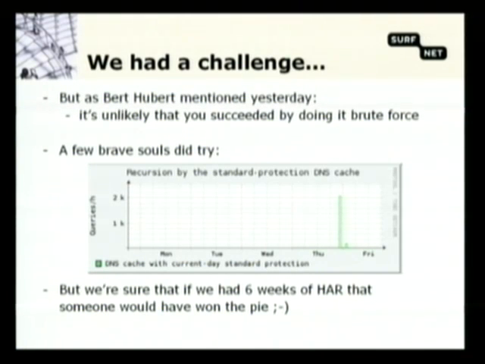But that didn't stop you guys from trying, because as you can see in the graph, there's a little green spike on Thursday evening. Some people tried to actually attack the cache that we have, but no one succeeded, so unfortunately I can't hand out a pie. But we're very sure that if we had 6 weeks of this excellent conference here, that someone would have won the pie, and I'd be happy to give it to you.